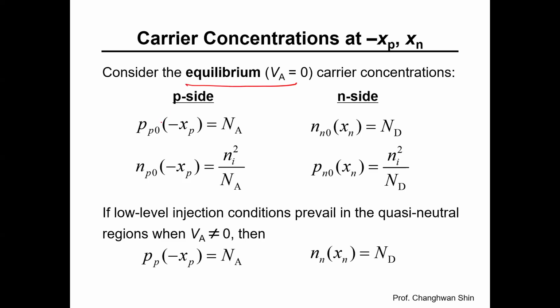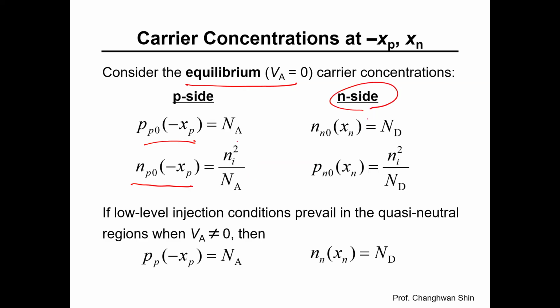On the p side at x of minus xp, we have p sub p naught equal to N sub A, the majority carrier equal to the acceptor concentration, full ionization assumed, and n sub p naught is equal to n sub i squared divided by N sub A, which is obtained from the mass action law. I mean, the minority carriers can be simply determined by using the mass action law.